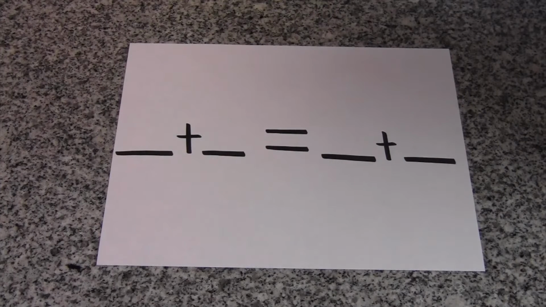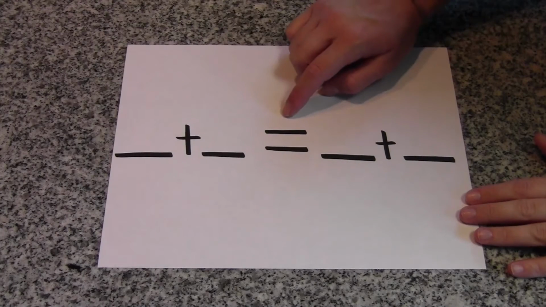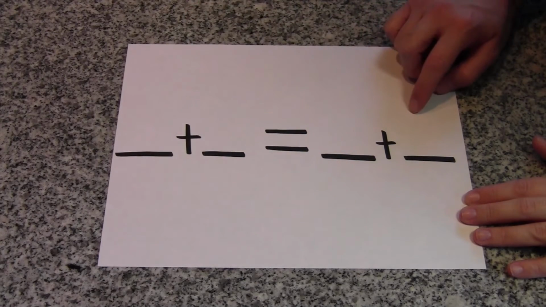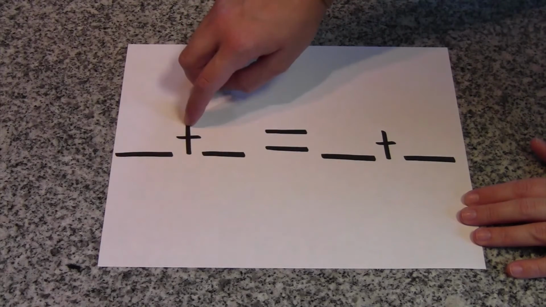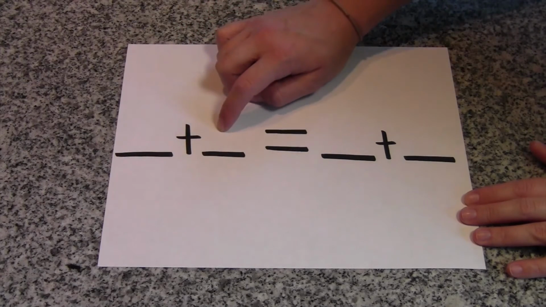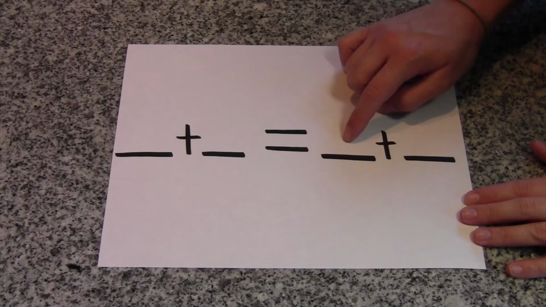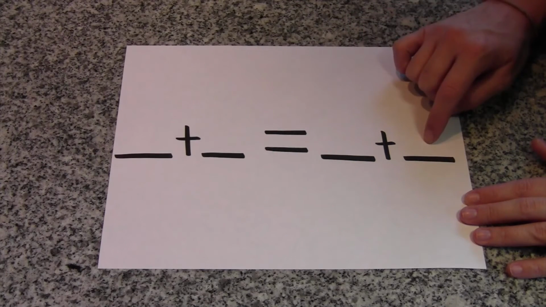Our first equation chain example is 5 plus 4 equals what plus 1? On a piece of paper, draw an equal sign in the middle of the piece of paper. On the left side of the equation, draw a blank, a plus sign, and another blank. On the other side of the equal bar, draw a blank, another plus sign, and another blank.